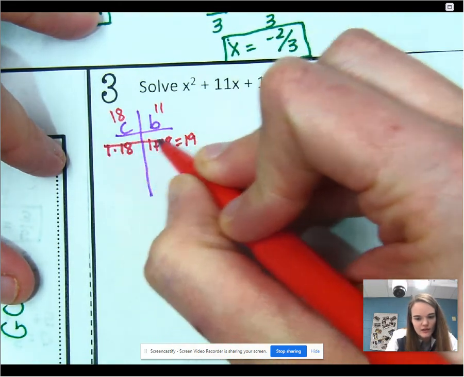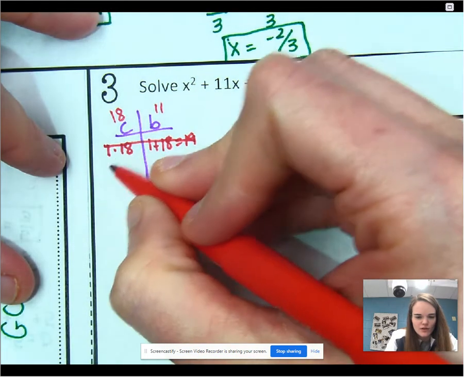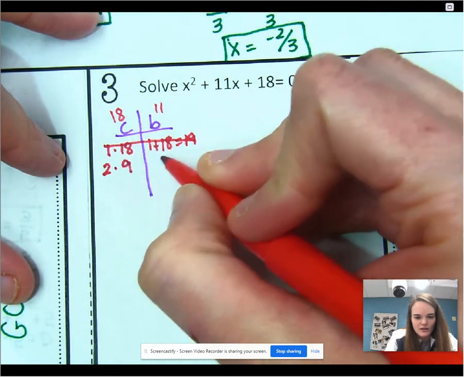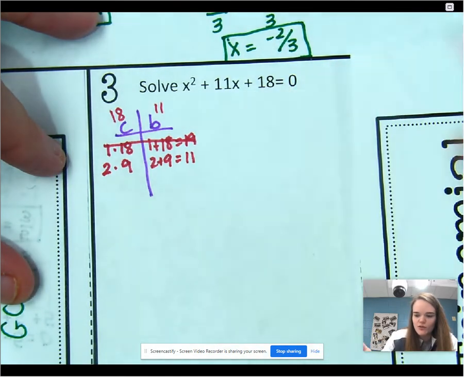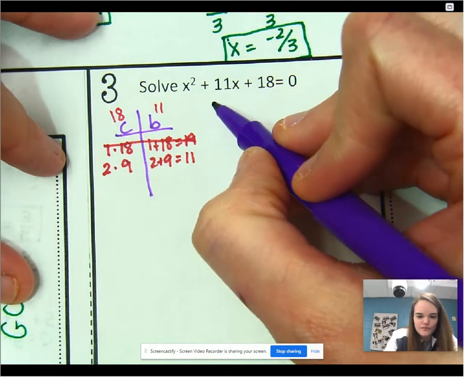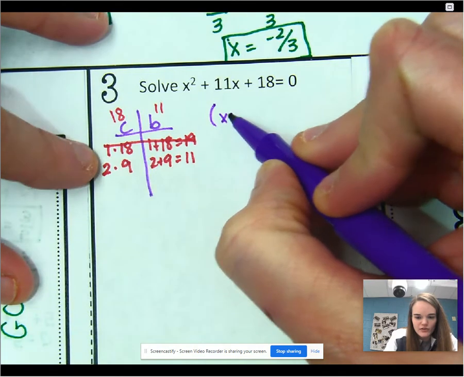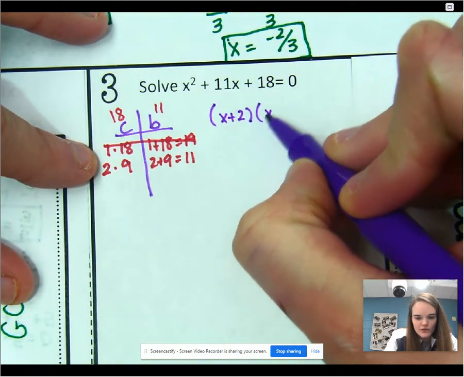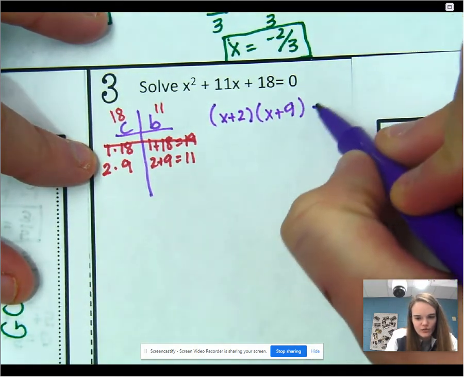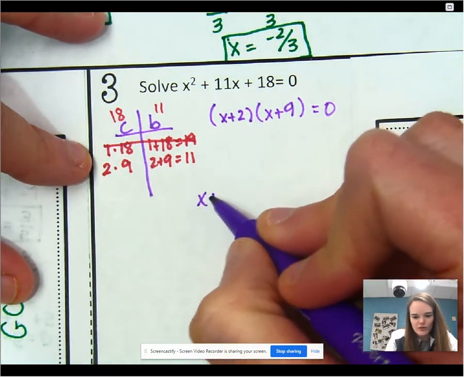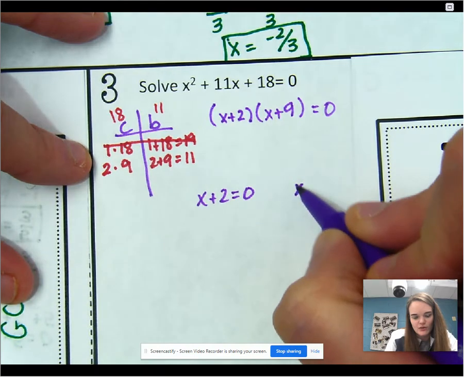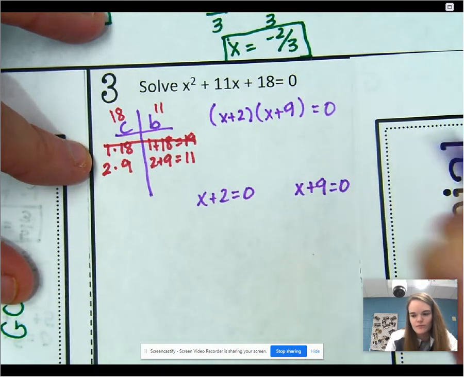That's 19, so that doesn't work. 2 and 9. 2 plus 9 is 11, so that one works. So our factors are x plus 2, x plus 9, and bring down the equals 0. Now we're going to solve them. x plus 2 equals 0, and x plus 9 equals 0.